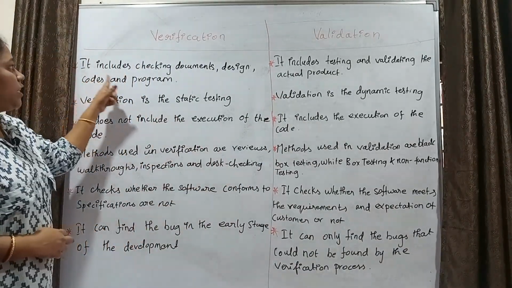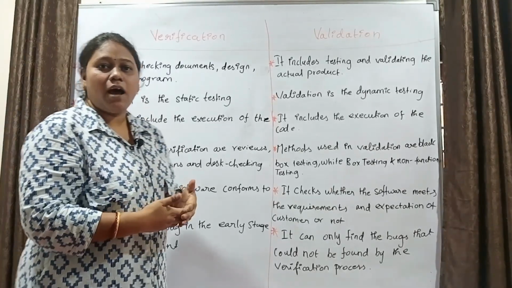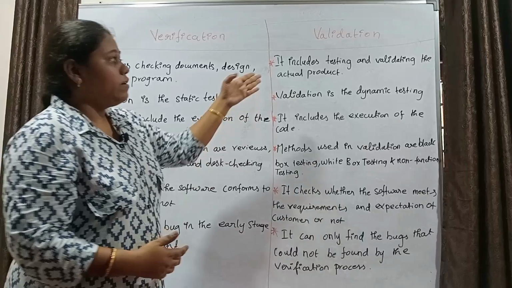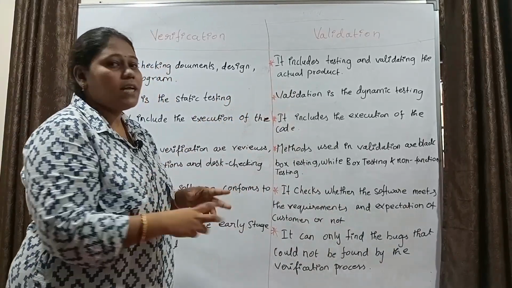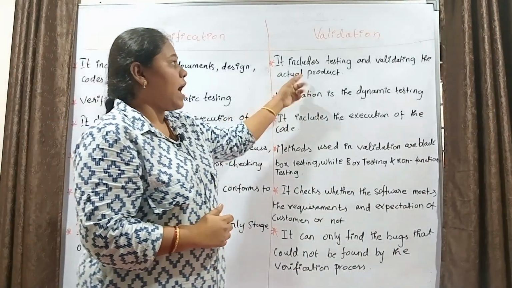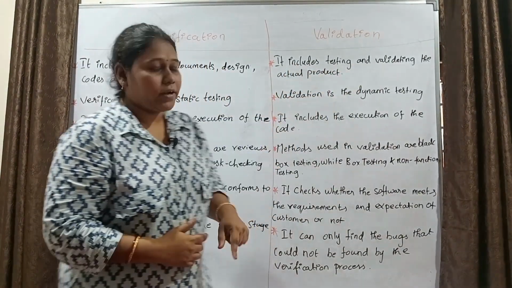So we will check the document, design, codes and programs before developing our application. That comes under verification. We are verifying it. Validating is after we have started the coding, we validate how it is working, the actual product. It includes testing and validating the actual product.